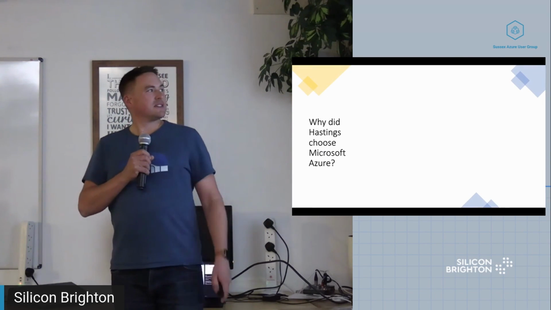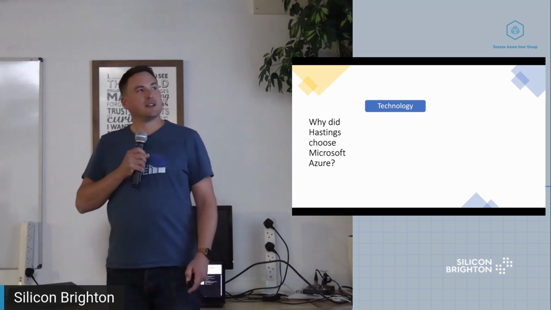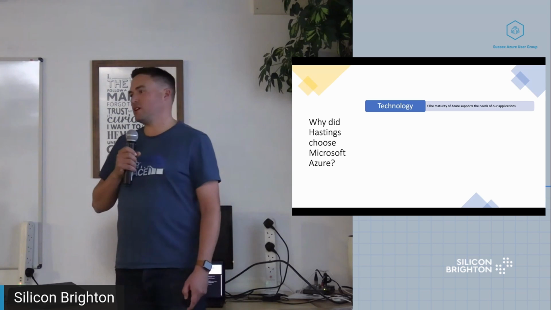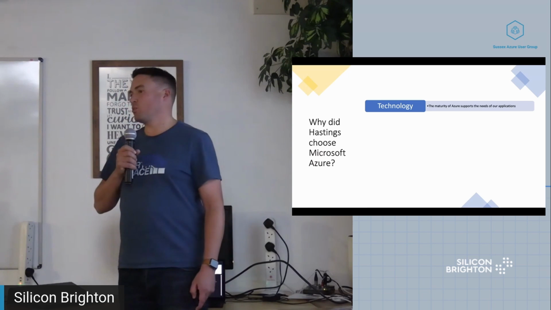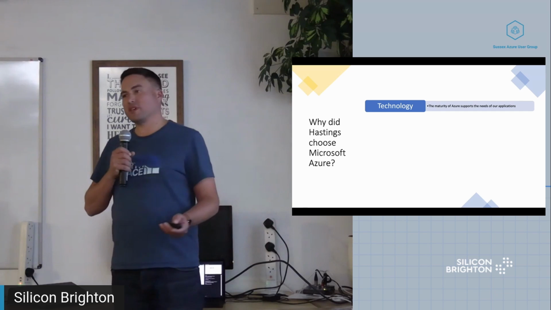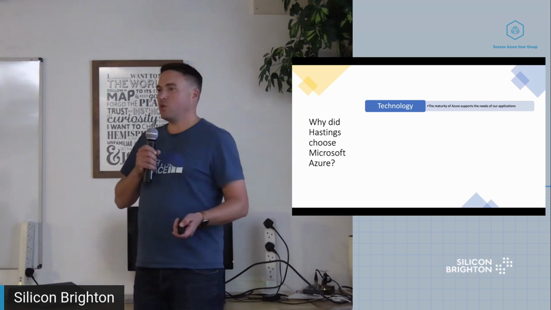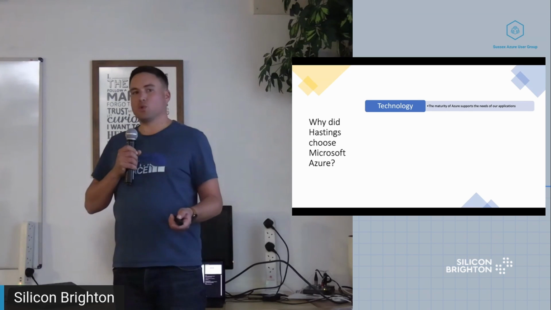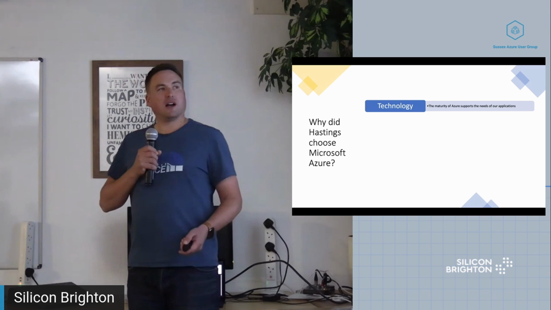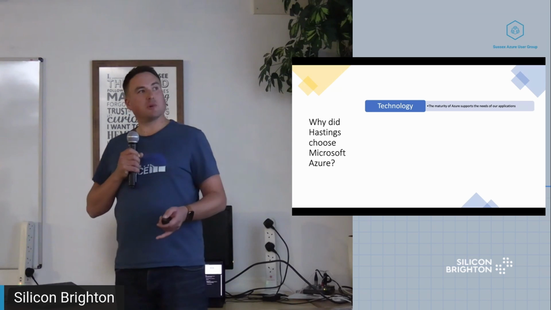So for Hastings, we were looking at the technology. The maturity of Azure was right for us. It offered a lot of products that we are starting to make use of, and that goes not just from the Azure platform, but extends into the workspace experience for users, so AVD, MMD devices, and we're starting to look at all of the other products that are available.